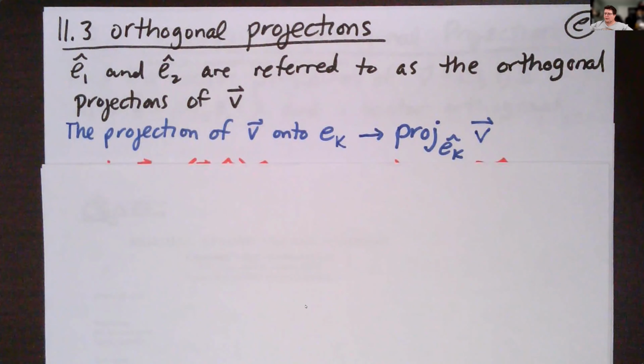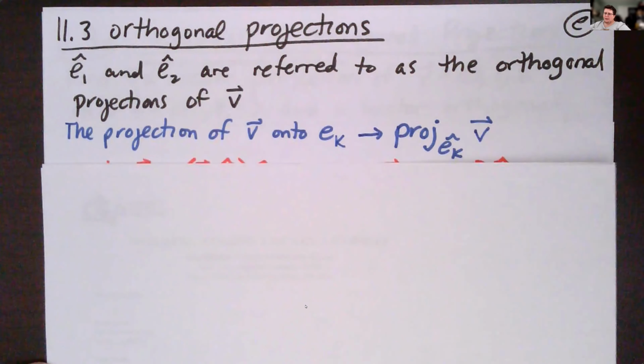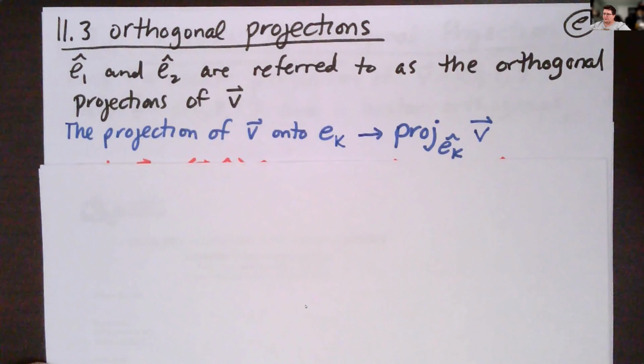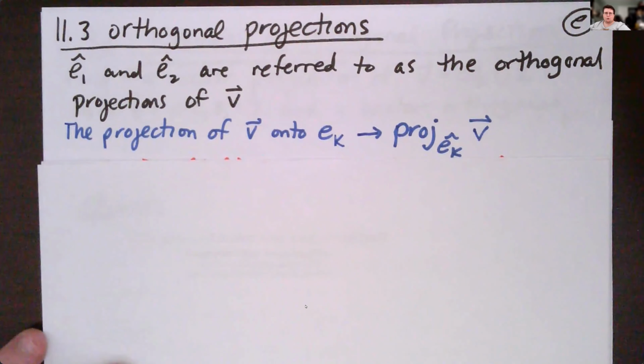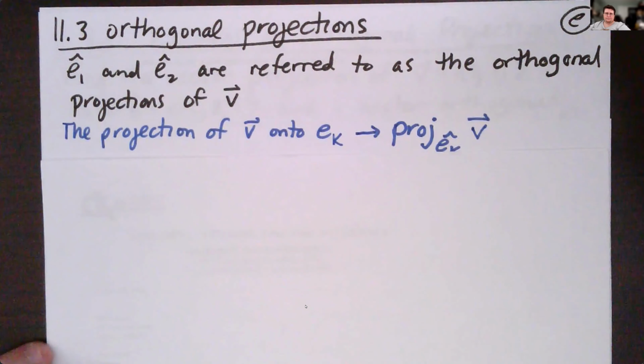Hey, everybody. Let's wrap up 11.3. We're looking at orthogonal projections. Let's jump into it. In the previous section on the dot product, we looked at the unit vectors E1 and E2. That's the decomposition of the vector V into two orthogonal unit vectors. These are referred to as the orthogonal projections of V.